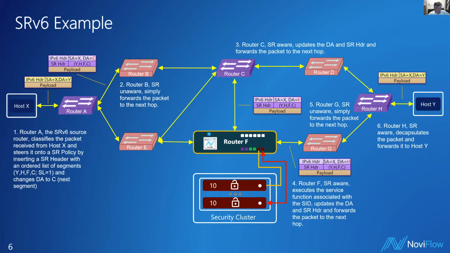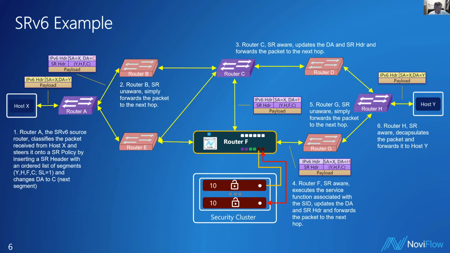A few observations on what happened. It is the ingress router and not the host that steers the packets onto an SR policy. This is why SRv6 is called a variant of source routing. The packet was steered through the network through a specific pre-engineered path, and traffic engineering is a classic capability of SRv6. The packet was also steered through one or more network services as it traversed the network.